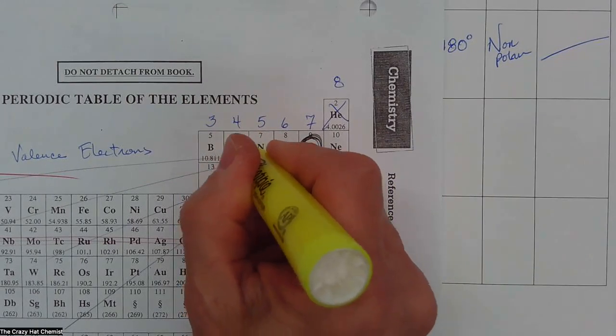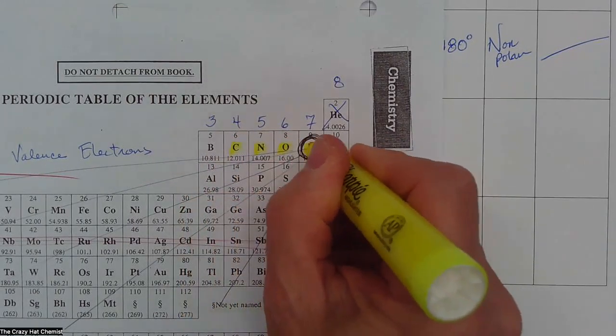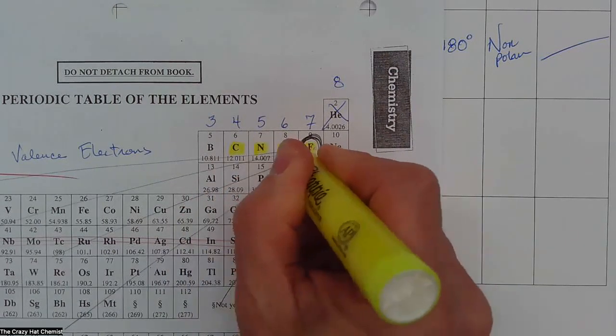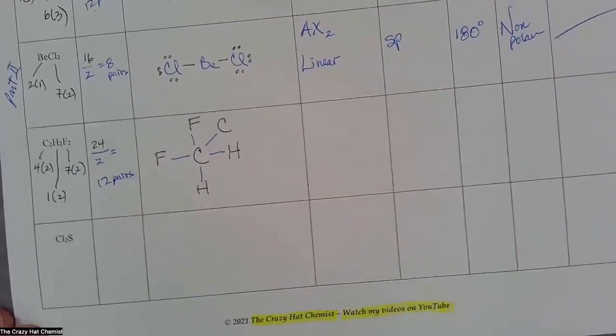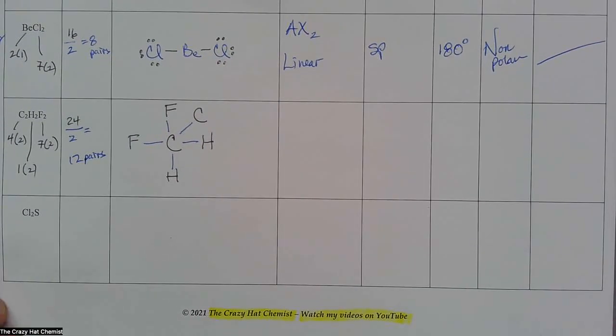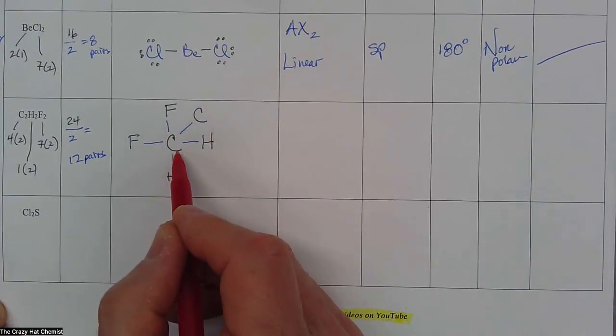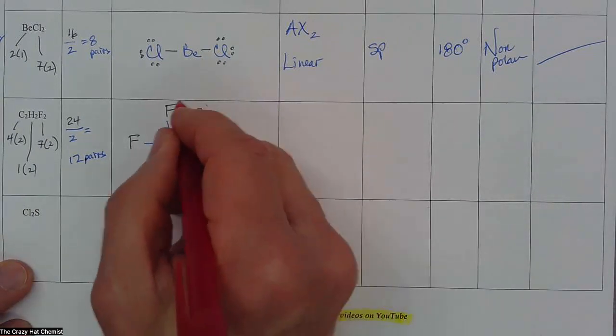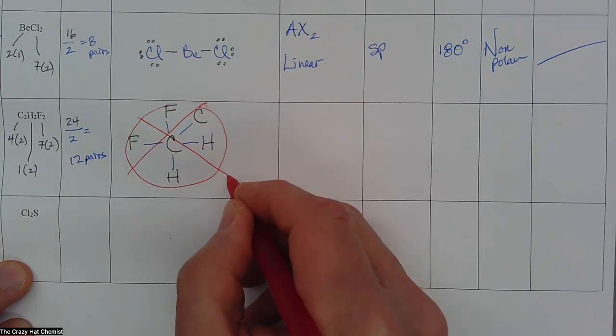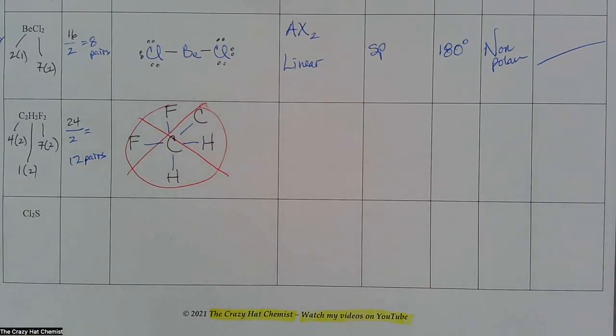There are 4 elements. That's carbon, nitrogen, oxygen, and fluorine. These 4 elements right here in period 2 must obey the octet rule. That means that they have to have 8 electrons. They cannot have less. They cannot have more. And what just happened is we violated the octet rule with this carbon. You should see that carbon has 2, 4, 6, 8, 10. And this is a violation of the octet rule. So this does not work. It will never work.